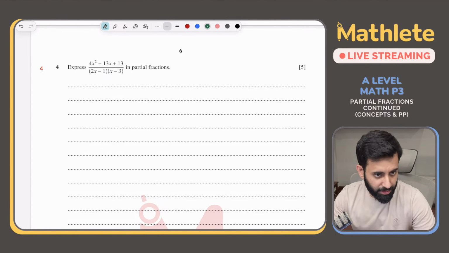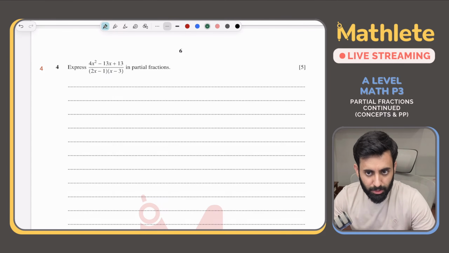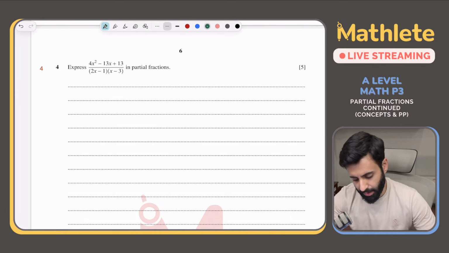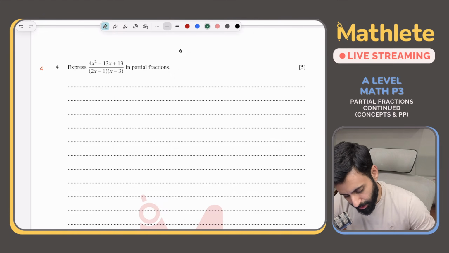So let's solve this question. I will solve it, and we'll stop after this question. Okay? Because we've covered everything there is to cover. Next stream, inshallah, will be binomial.